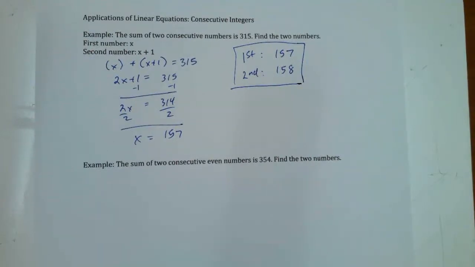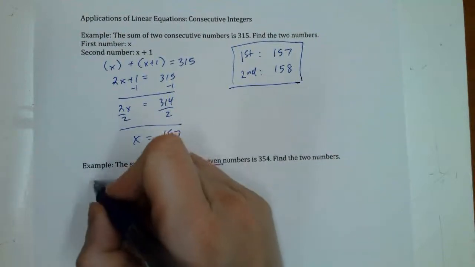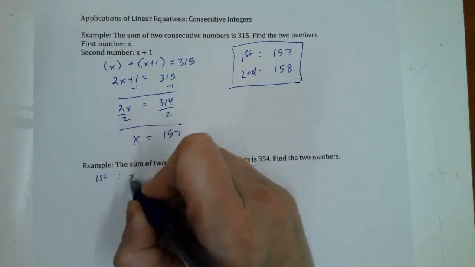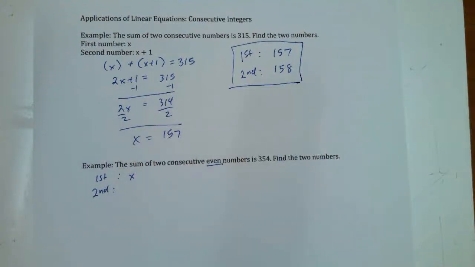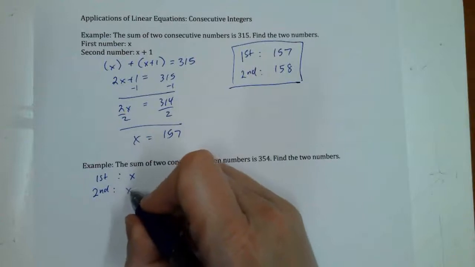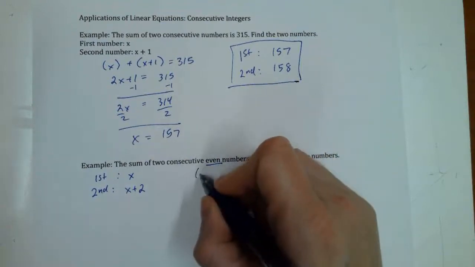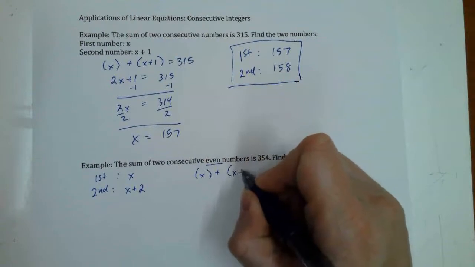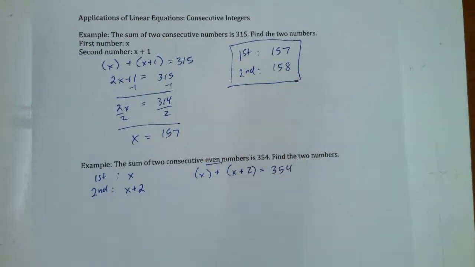Now, my second problem is very similar, except this time we've got even numbers. So my first number here will be x, but my second number, the even numbers are every other number, so I'm going to express that as x plus 2. I would set up something similar if this was consecutive odd numbers. So again, we are adding those two numbers together, and we want to get 354.